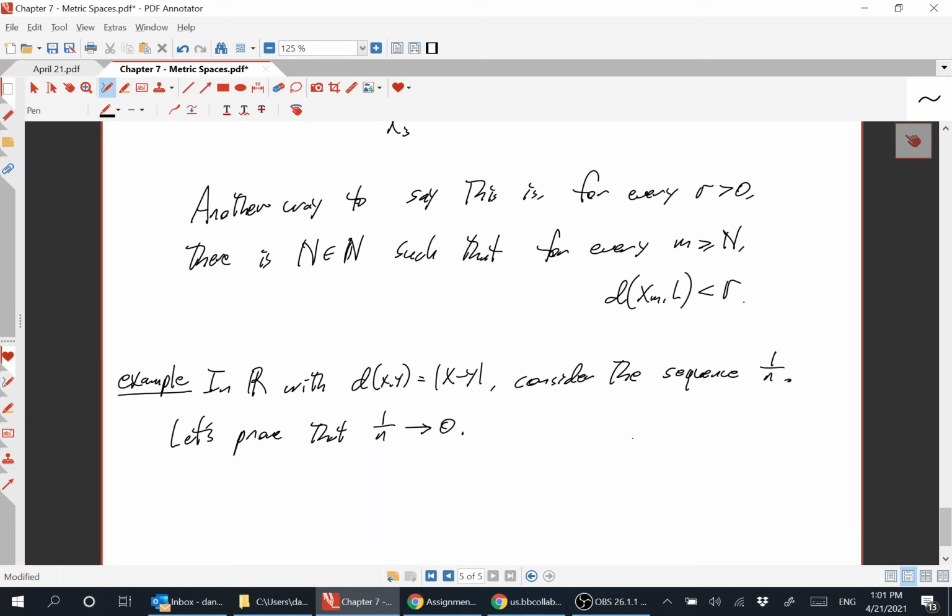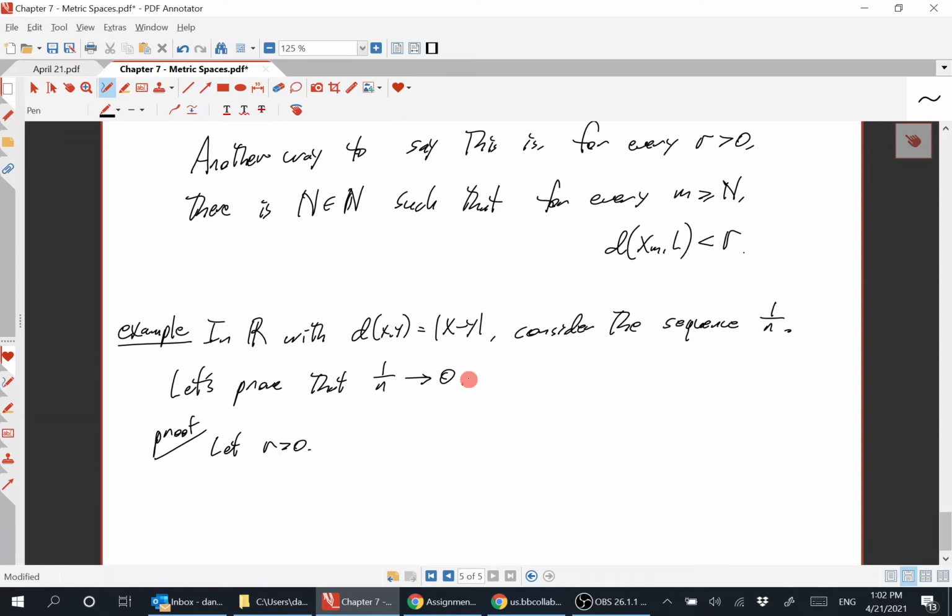All right. So consider that sequence 1 over n. Let's prove 1 over n converges to 0. Limit 0. So we have to prove the following. For every r bigger than 0. To prove something for every r bigger than 0, you have to start with any arbitrary r bigger than 0. So you just say let r be bigger than 0.